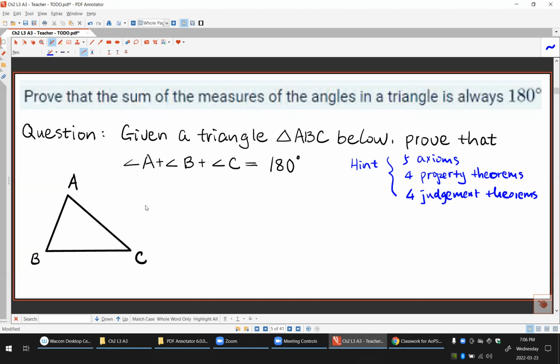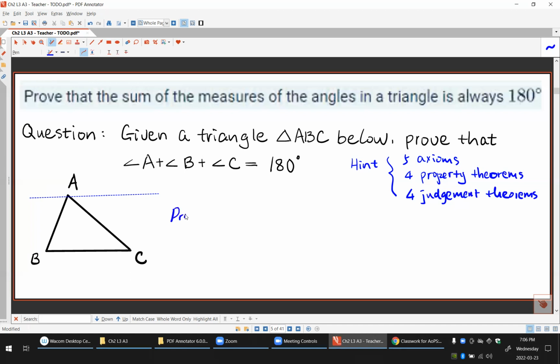I don't know. You know, okay, let me show you how to do this. All right, so actually we can draw an auxiliary line here, right? We can draw a line that passes through point A that is parallel to side BC, right?